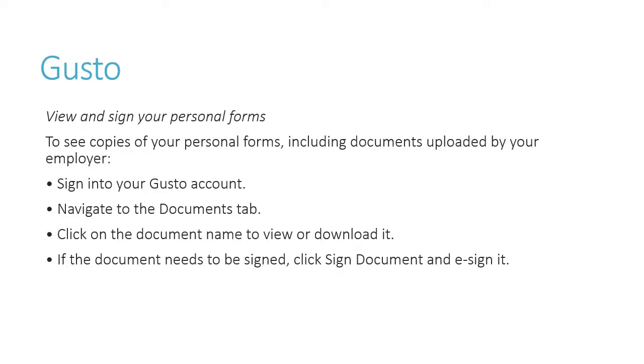View and sign your personal forms. To see copies of your personal forms, including documents uploaded by your employer, sign into your Gusto account, navigate to the Documents tab, and click on the document name to view or download it. If the document needs to be signed, click Sign Document and e-sign it.